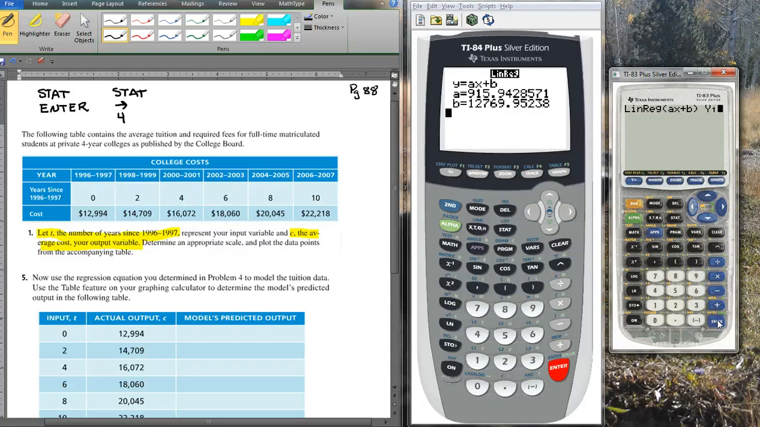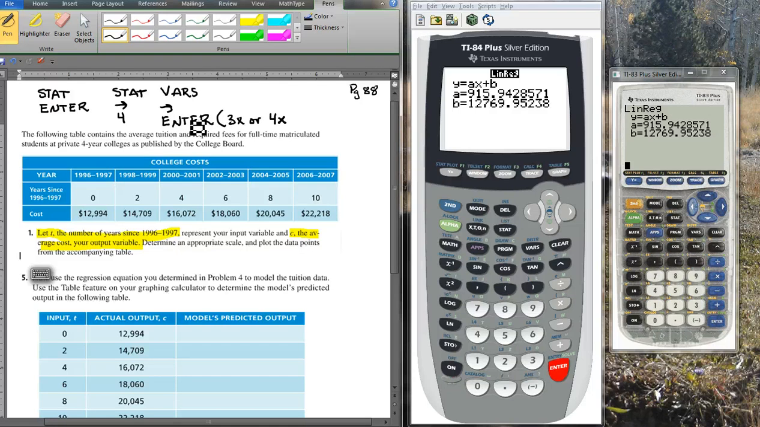And you'll notice that we get the same information, and if we go to our y equals, that data is all stored into our y equals, which is where we want it to be, so that we can do different calculations with it. Okay, so again, that's going to be vars, and then the right arrow key, and then enter, and depending on which calculator you have, it's either going to be 4 times or 3 times.